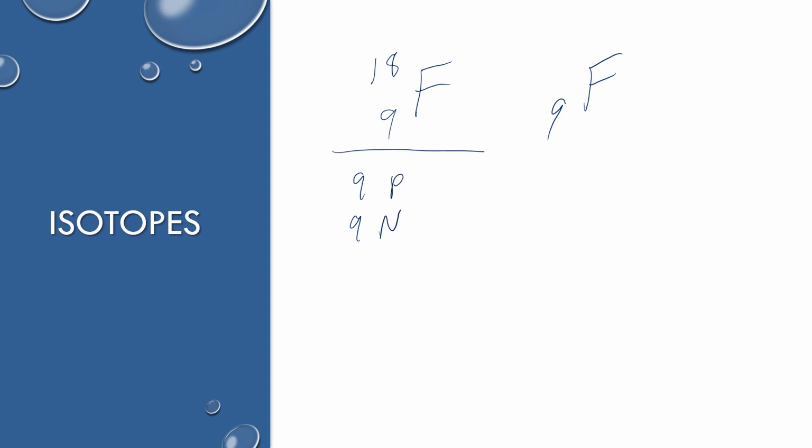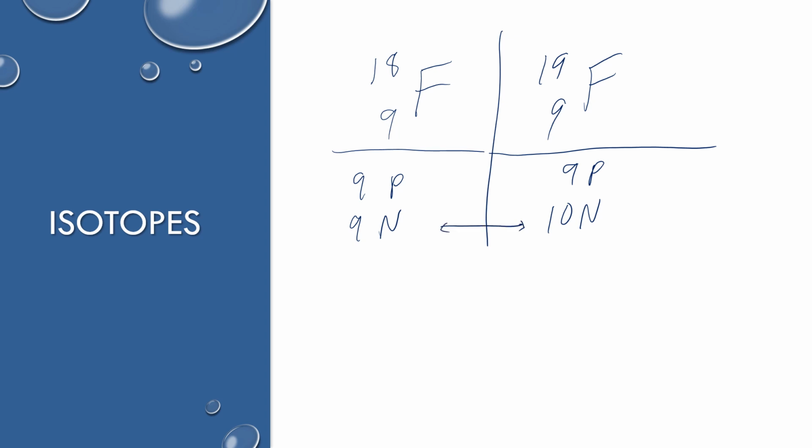Okay, so that's for this isotope. This next one might have 9 protons, but maybe it has 10 neutrons. So this mass number would be 19. So when you're looking at isotopes, they have different numbers of neutrons, but the same number of protons, so they will wind up with different mass numbers.